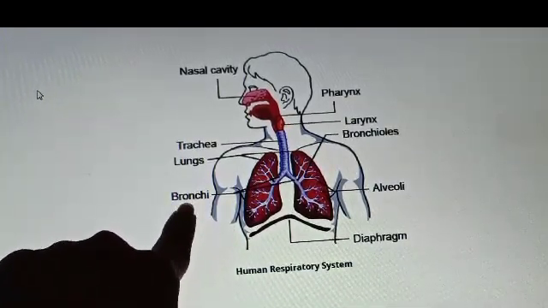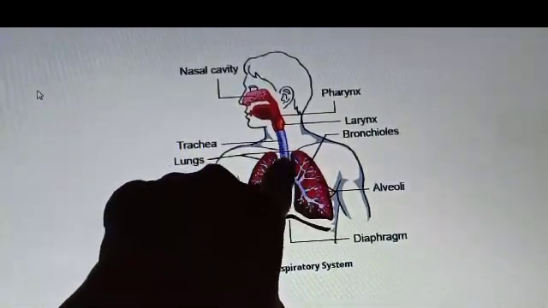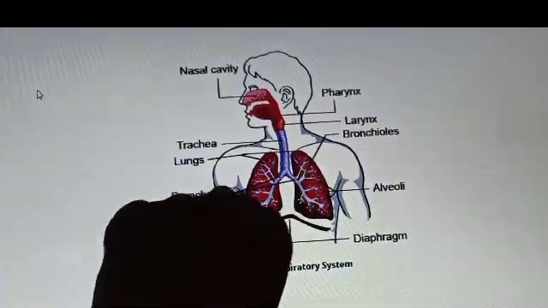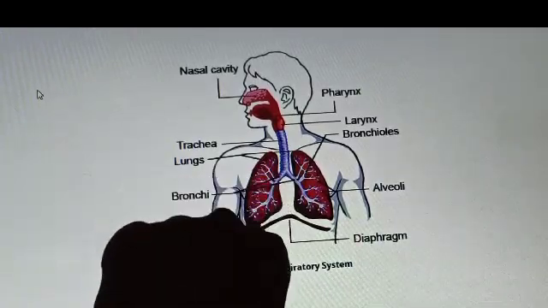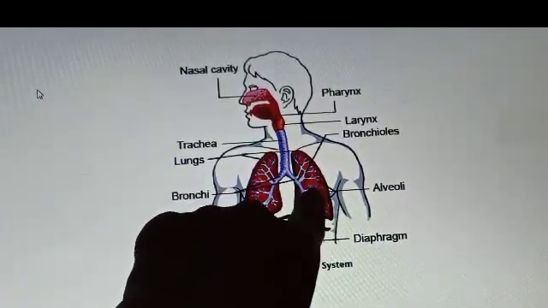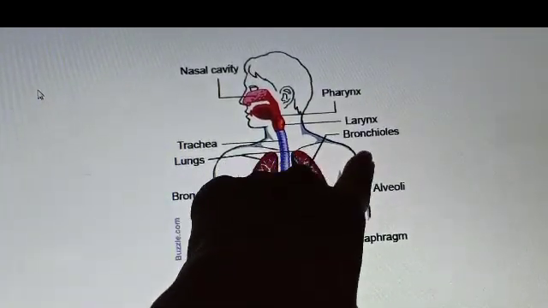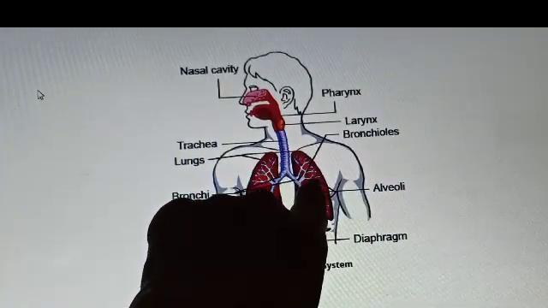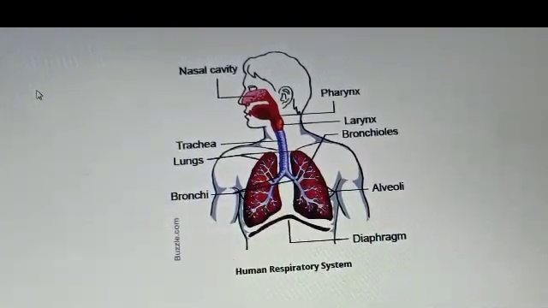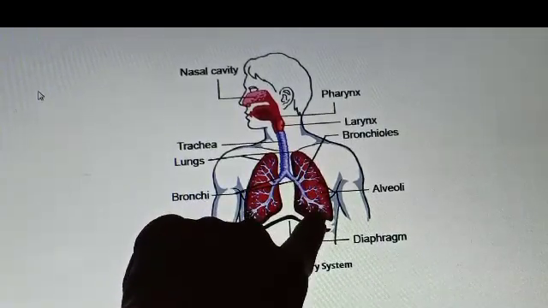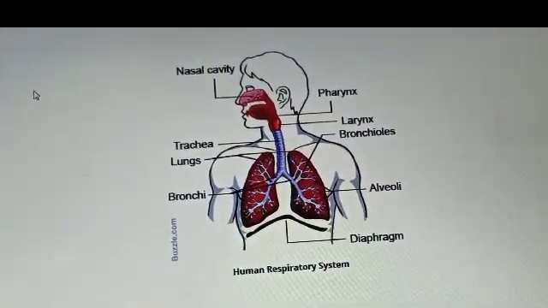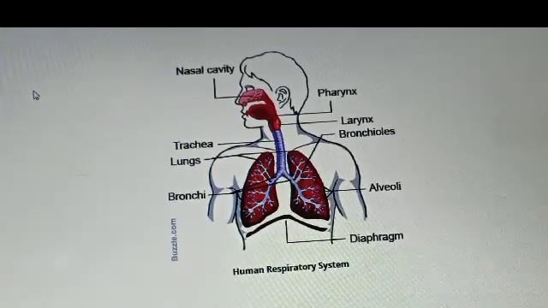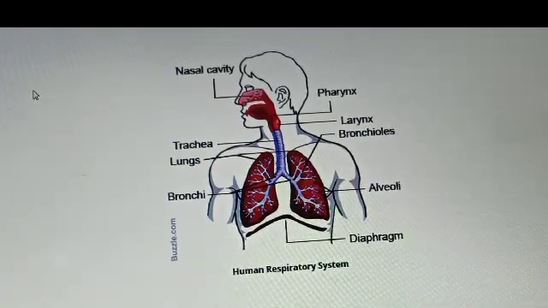Each bronchus goes into the lungs and divides again. Then they are known as bronchioles. Each bronchiole ends in a sac-like structure known as an alveolus. And as you know, the function of the alveoli is the exchange of gases.